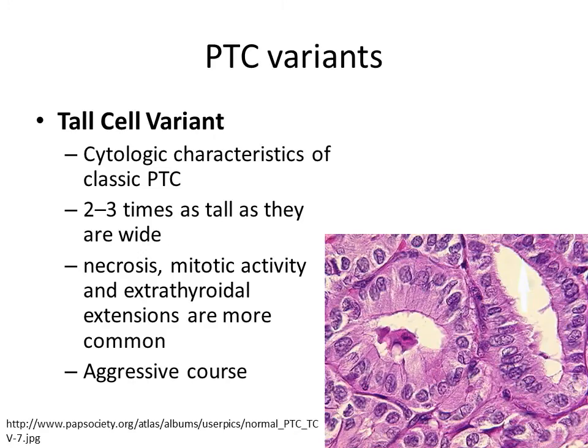The tall cell variant again has the same cytology characteristics of papillary thyroid carcinoma, but the cells are described to be 2 to 3 times as tall as they are wide. These are larger tumors, and because of that they usually have necrosis, high mitotic activity, and usually have extrathyroidal extension at the time of presentation, and it has a more aggressive course compared to the classic variant.